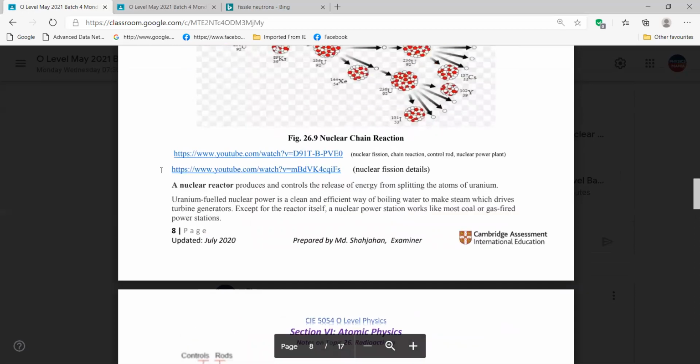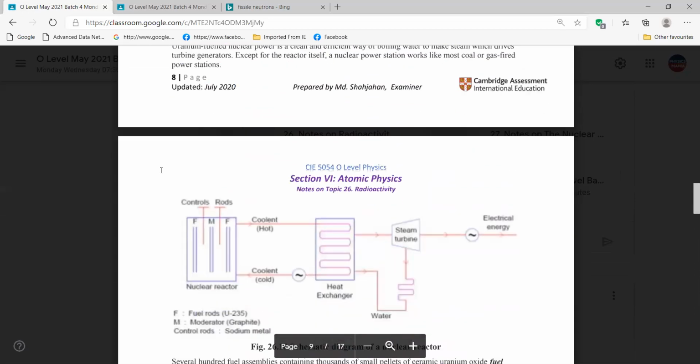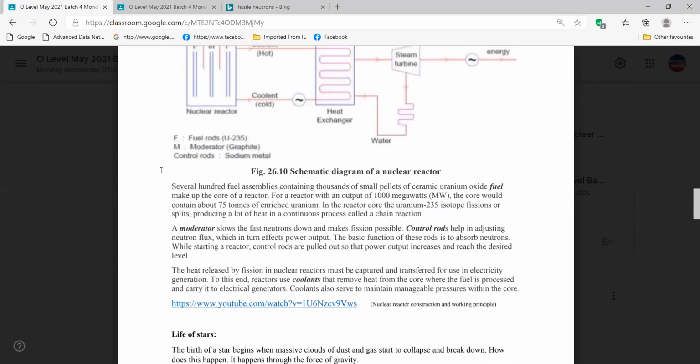Please write down some of the things here, it's very important. We are still in fission. Fission is already done, and you wrote the equation. So one thing you write here: the uncontrolled chain reaction can be controlled using moderators and control rods.